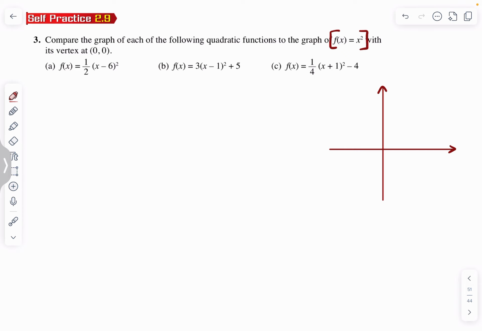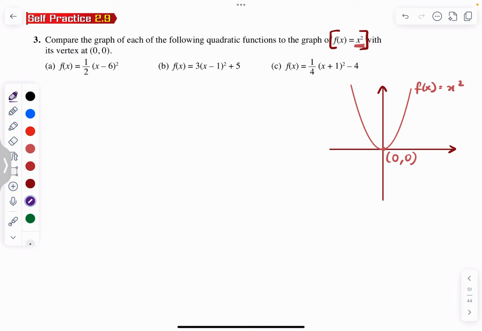Right. So x squared without anything is a quadratic graph, smiley face. It looks something like this. Okay. This is f(x) = x squared. So it will pass through the vertex (0, 0). Okay, this is the base graph. We need to compare it with the others. Right. Now let's look at A.